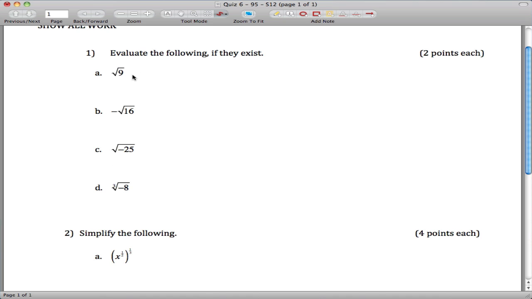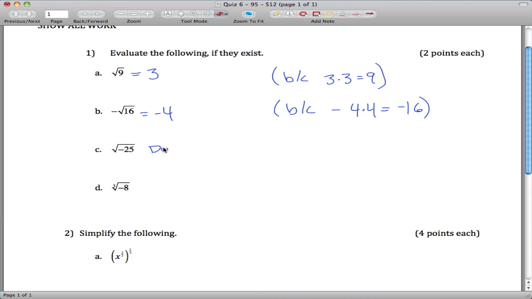So what is the square root of 9? What number times itself is equal to 9? That answer's 3. You don't need to tell me why, but maybe over here I'll write because 3 times 3 equals 9. Negative square root of 16 is negative 4, and that's because the negative of 4 times 4 is equal to negative 16. The square root of negative 25, this does not exist.